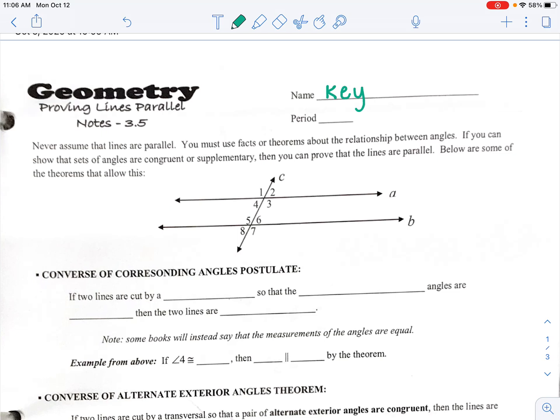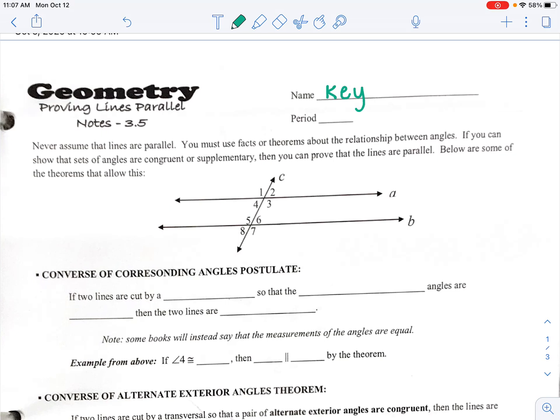All right, today we're going to be proving lines parallel. This is really similar to our last round of videos. We're just kind of doing the reverse of it. So it says, never assume that lines are parallel. You must use facts or theorems about relationships between angles. If you can show the set of angles are congruent or supplementary, then you can prove the lines are parallel.